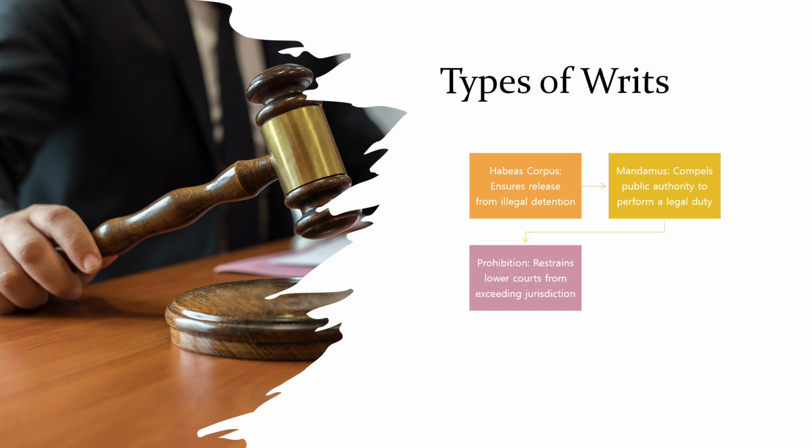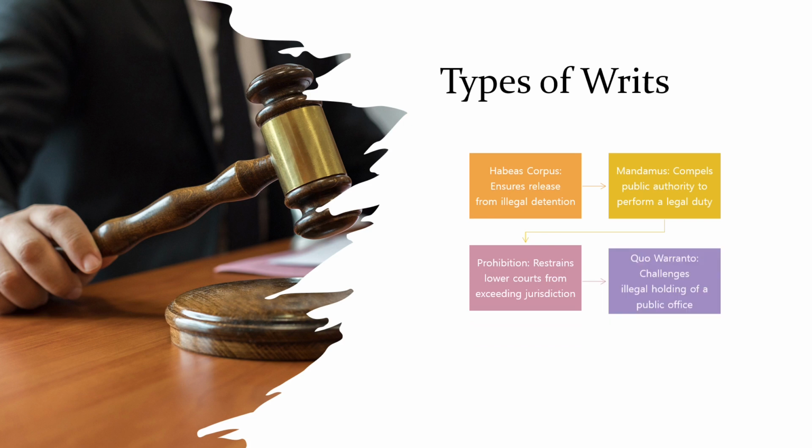Prohibition. This writ is used to restrain a lower court or tribunal from exceeding its jurisdiction or acting in a manner that is contrary to the principles of natural justice. It prevents abuse of power and ensures that judicial bodies operate within the confines of their legal authority.